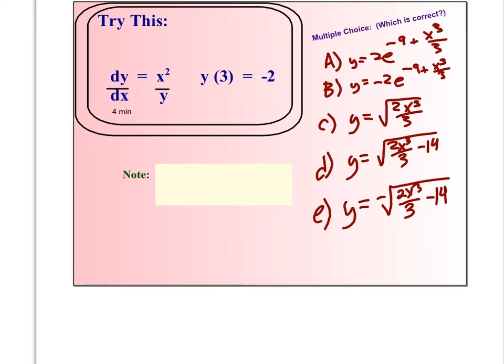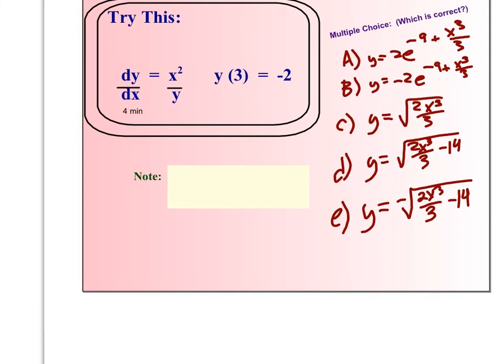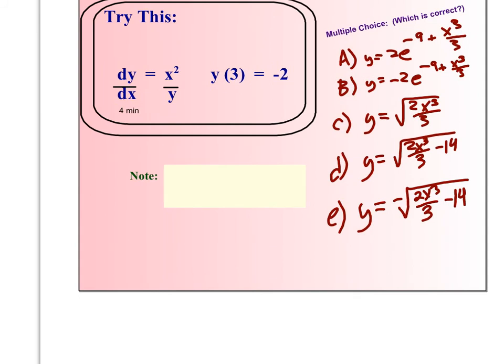All right, let's try this one. We'll do one more, figure out where we're at. It's multiple choice, apparently. Why don't you try this one on your own? I'll do it on the side.